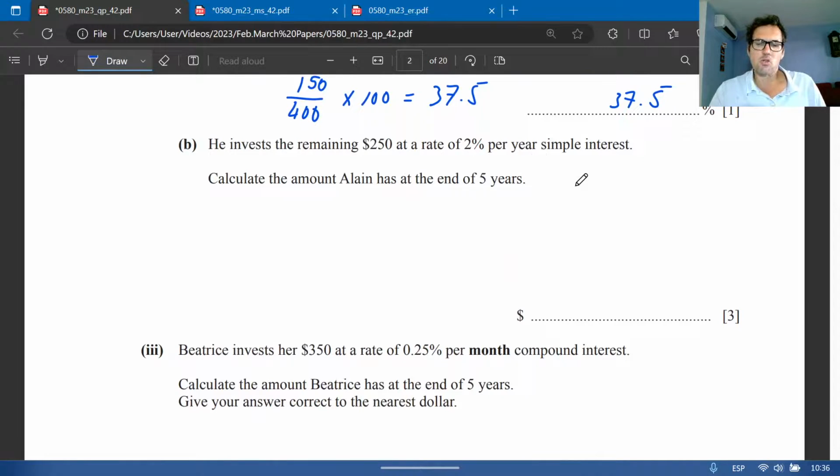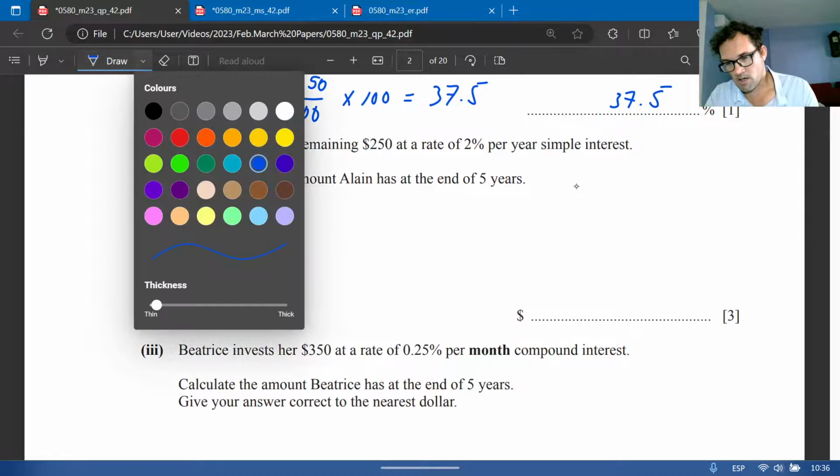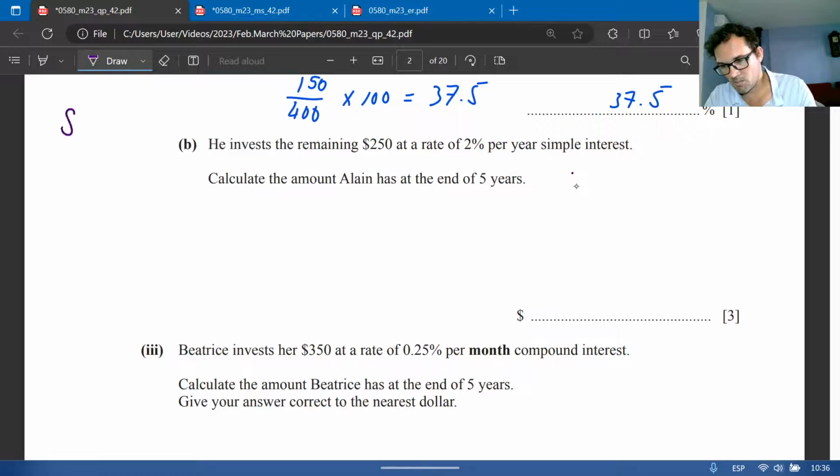Invest the remaining $250 at a rate of 2% per year simple interest. Calculate the amount Elaine has at the end of 5 years. Here we're getting into interest. I think we need to stop here and look. Remember there are 2 forms of interest. There is simple, which nobody really uses. Anyway, simple has this formula.